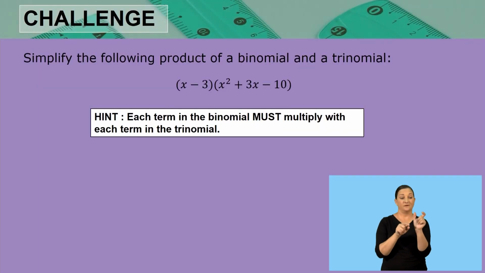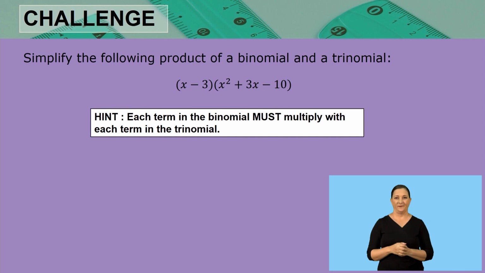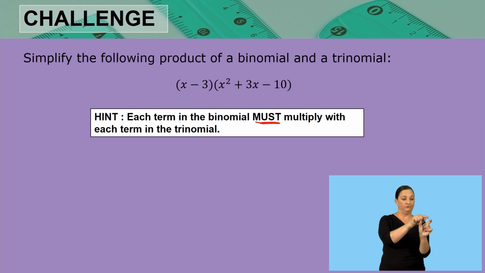Let's finish off our lesson with a challenge. So simplify the following product of a binomial and a trinomial. So now we'd be multiplying two terms, an expression with two terms, with an expression with three terms. A hint there, each term in the binomial must multiply with each term in the trinomial. So maybe that hint will help you out with this challenge.